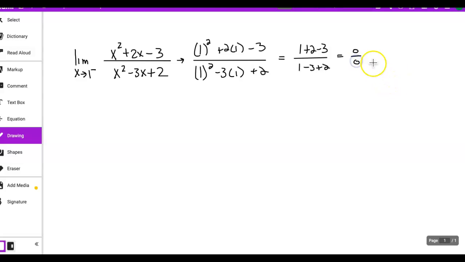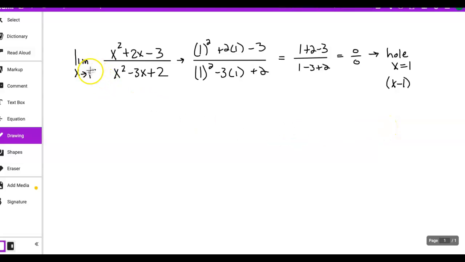Okay, so we got 0 over 0, and what that means is there's a hole in the graph, and we know the hole is at x equals 1, right? Because I plugged in 1, and I got 0 over 0. So that means I'm going to be able to factor out x minus 1, because if I plug 1 into that, I get 0. I'll be able to factor out x minus 1 on the top and the bottom, and then I should be able to direct substitute again.